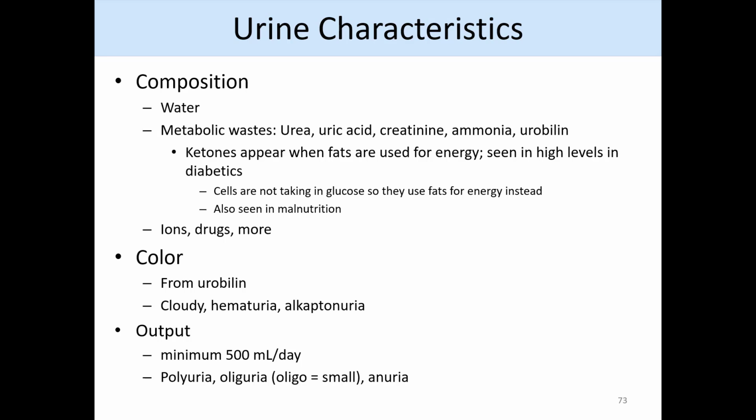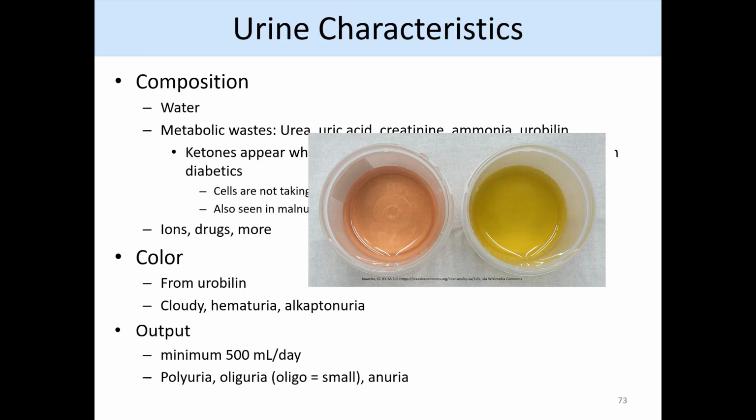Other color characteristics, or visual characteristics really, include whether or not the urine is cloudy. So you should be able to see through the urine. If it's too cloudy, that can be indicative of bacteria. Hematuria is when there is blood in the urine, so it gives it a slightly red color.